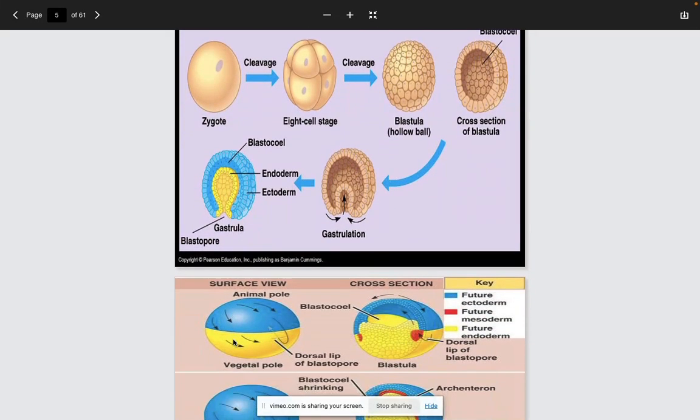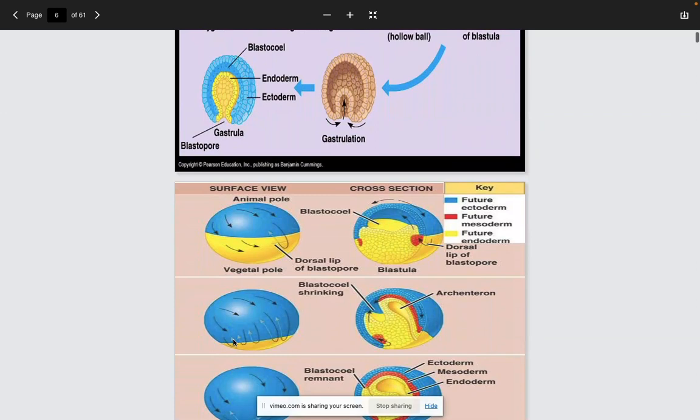This is just another picture here showing you in a cross section the different layers. You've got the ectoderm on this outside here. Got this endoderm on the inside here, and as this gastrulation is occurring, you're having the formation of this mesoderm here.